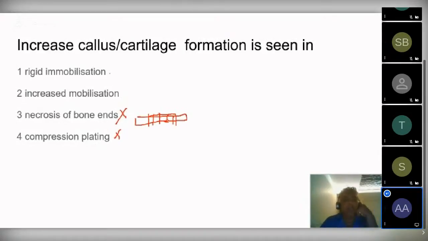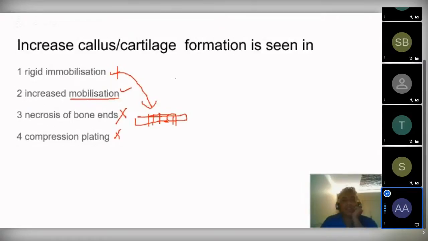Then comes rigid immobilization or increased mobilization. Rigid immobilization is nothing but plating once again. So that is also wrong. So what is remaining? Increased mobilization.